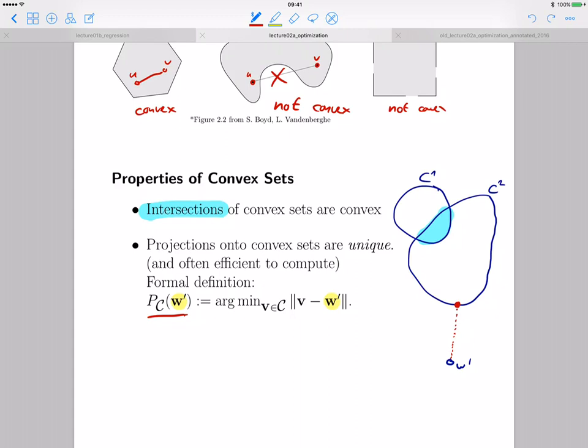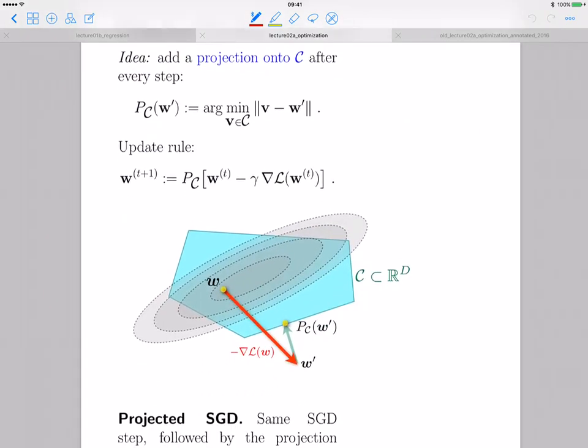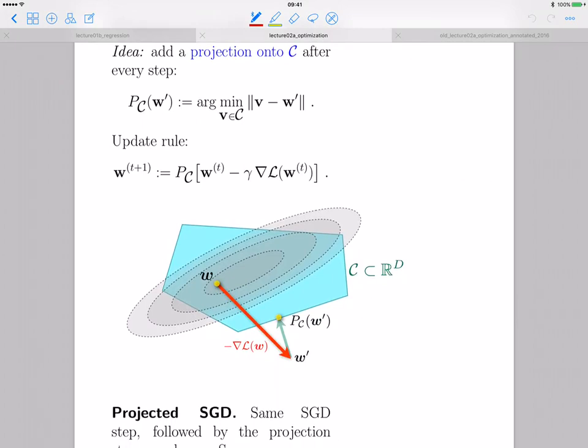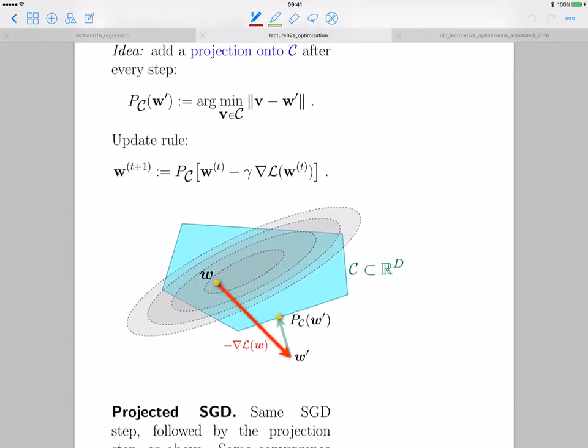Why is this of interest? It's because of what's going to come next, if we want to optimize and do gradient descent in such a scenario where we have to stay inside the set. So there's going to be a trick which we want to apply to make it work, right? So here is gradient descent, but we want to stay inside the blue region. So how can we do that?